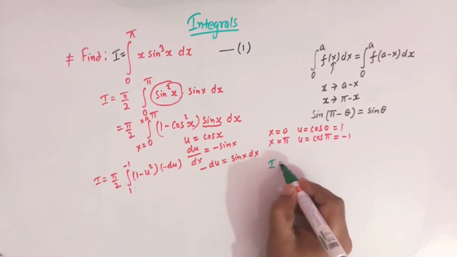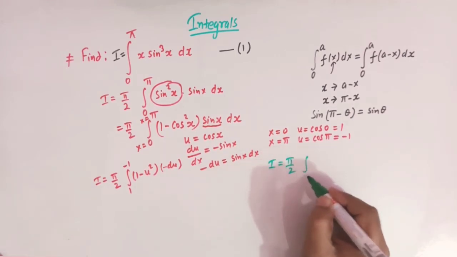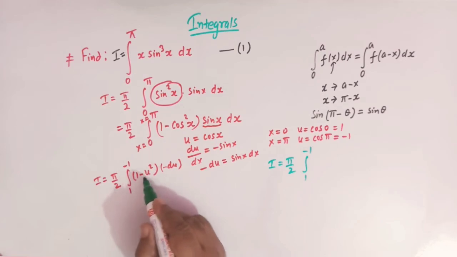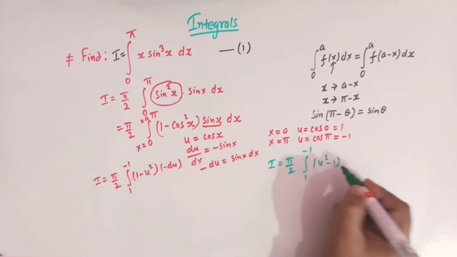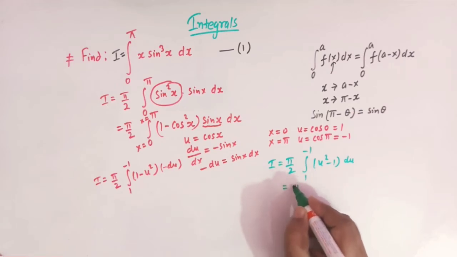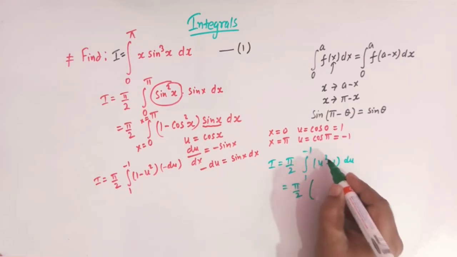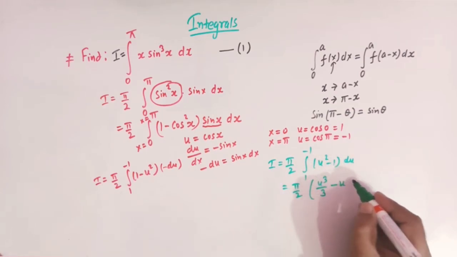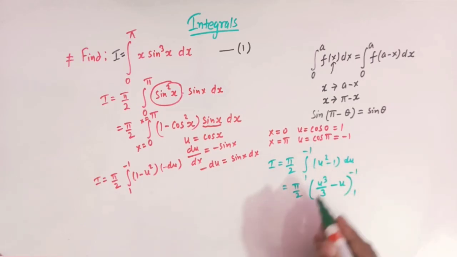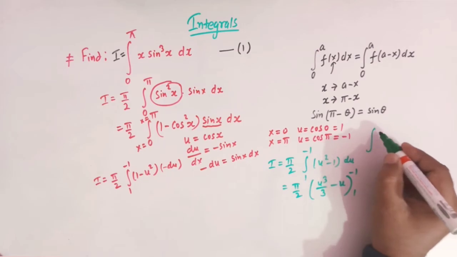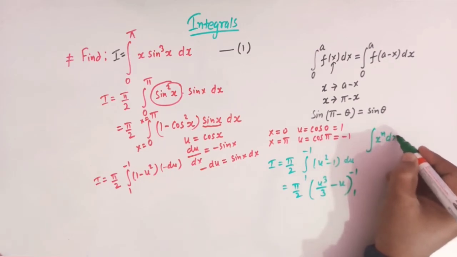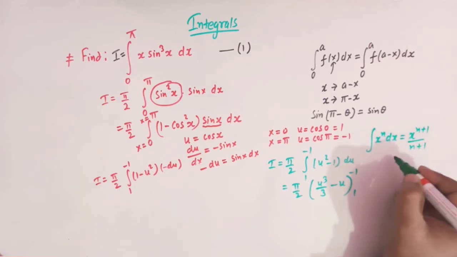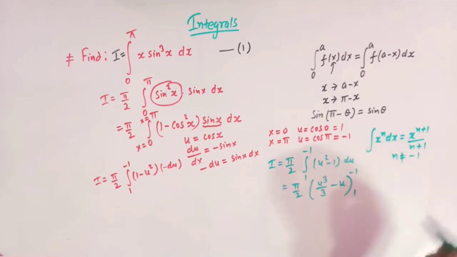So now we have a very simple integral here. So we have I is equal to pi over 2, and we have 1 to minus 1, and here this negative sign, we can interchange these two terms. So we have u square minus 1 and du, and we have pi over 2. The integral of u square is u cube over 3, and integral of 1 du is simply u, right? Okay. So here we have used the important result, that is integral of x raised to n dx is x raised to n plus 1 over n plus 1, provided n is not equal to minus 1, right?